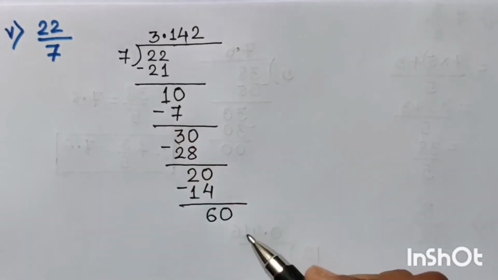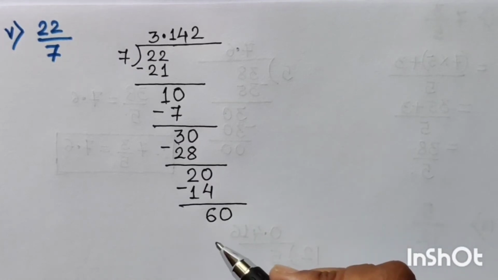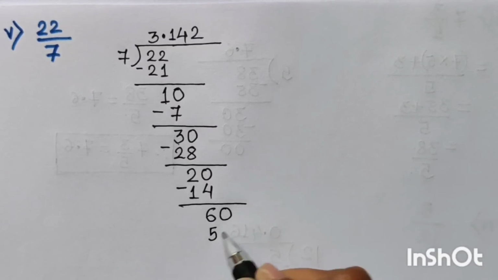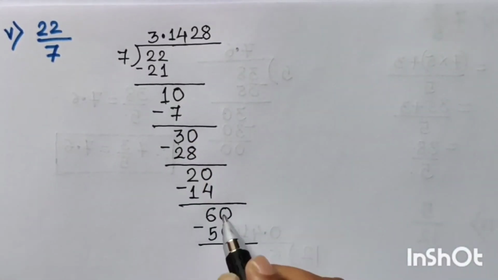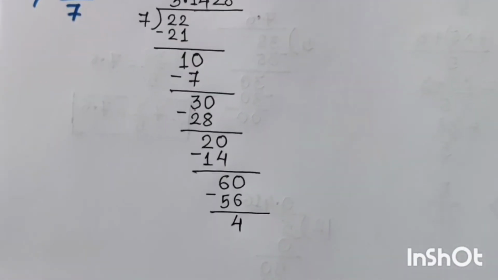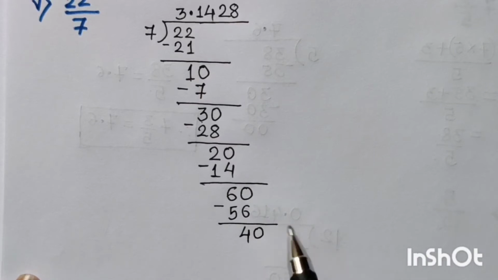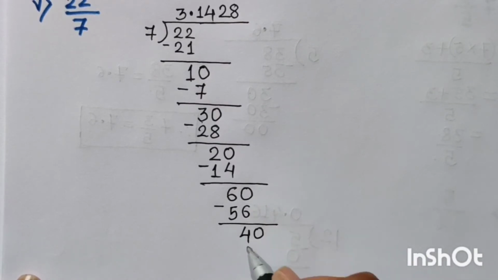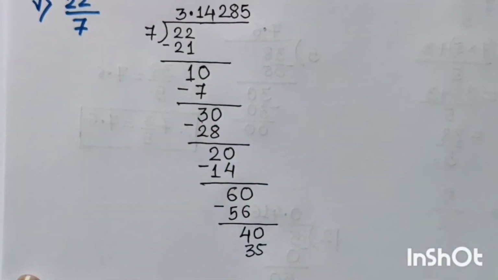Divide 60 by 7. 60 by 7, what will we be getting? Yes, 7 8s are 56. So 60 minus 56, 4 is remaining. Again the remainder is not 0. That means again we have to put a 0 after 4. Then again divide. 7 5s are 35. Okay.